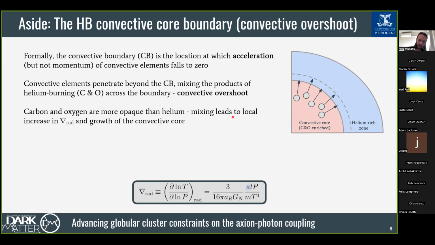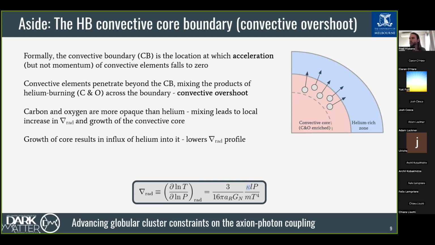It turns out that carbon and oxygen are more opaque than helium, which means that this mixing will actually increase the opacity in this region just across the convective boundary. From the equation we had on the previous slide, we know that increasing the opacity means you'll increase the radiative temperature gradient. And so what this can potentially do is, if it causes that parameter y to become larger than 1, this region will also become unstable and the core will grow.